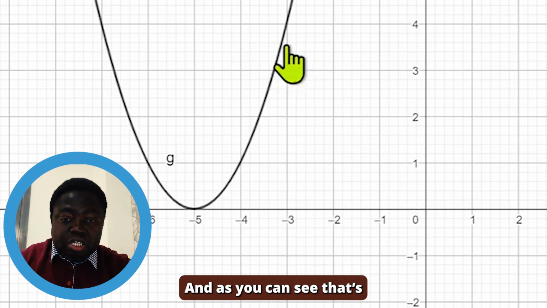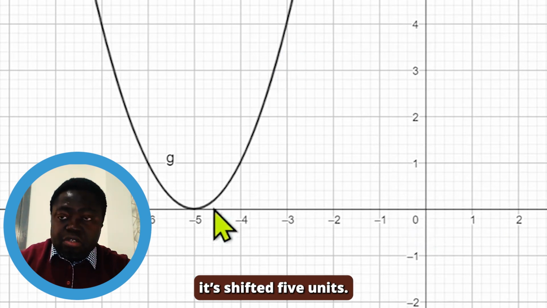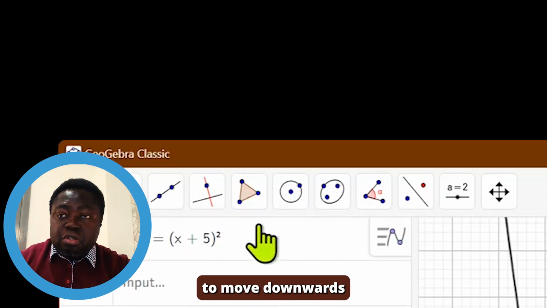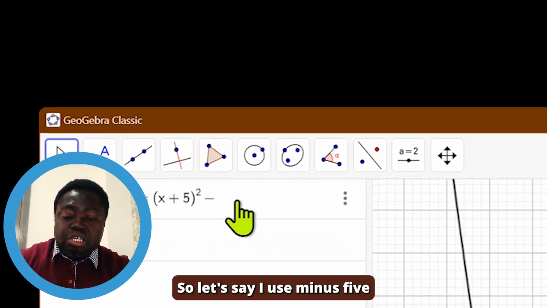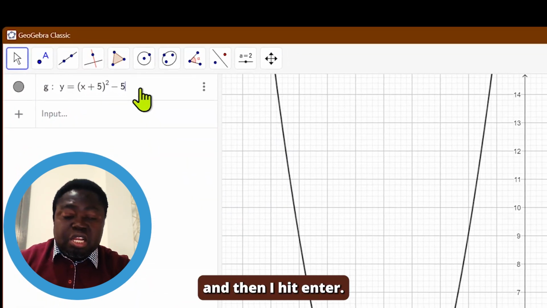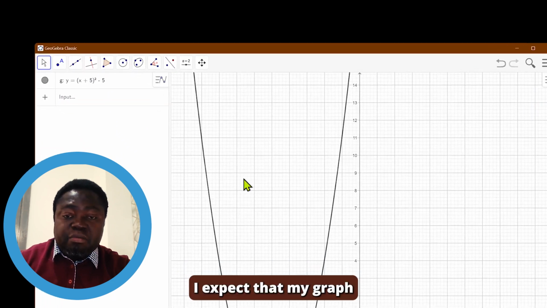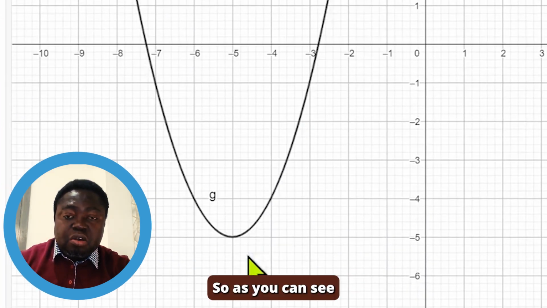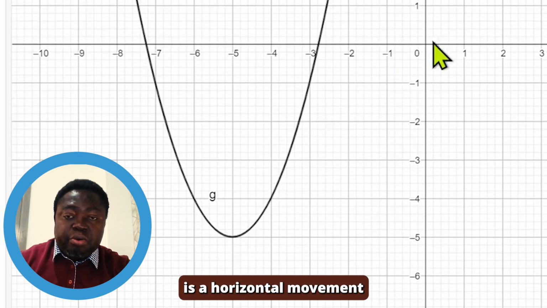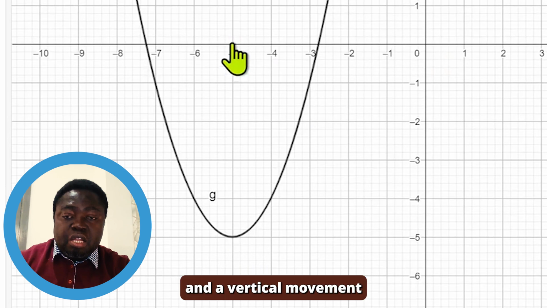And as you can see, that's what has happened, it's shifted 5 units. Next, I'm going to move downwards by using a minus this time. So let's say I use -5 and then I hit enter. I expect that my graph has moved 5 units downwards. So as you can see, what we have here is a horizontal movement of 5 units towards the left and a vertical movement of 5 units downwards.